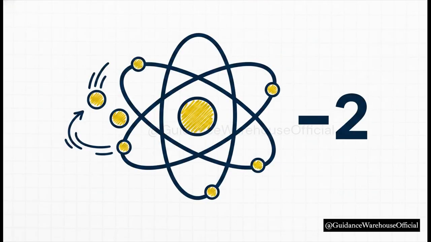Let's break it down. The element with 34 protons is selenium, and because there are 2 extra negative electrons, 36 electrons, compared to those 34 protons, the result is a 2- charge. That makes it Se2-, otherwise known as the selenide ion. If you nailed that, excellent work.